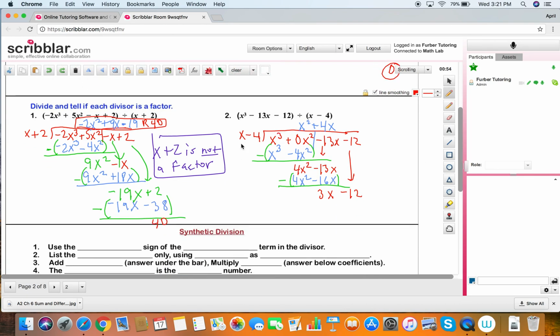And now I'm going to divide one last time, x into 3x. That's going to give me a plus 3 that I need. Let me make that blue. And 3 times x is 3x. 3 times negative 4 is negative 12. Look here. This time, 3x minus 3x is 0. Negative 12 minus negative 12 really means negative 12 plus 12. That's also 0. So I have a 0 remainder this time.